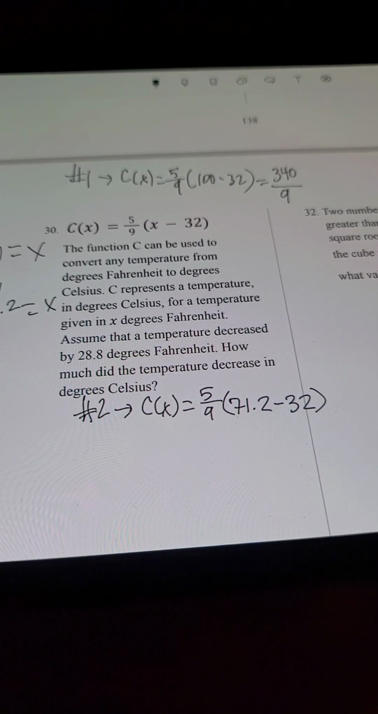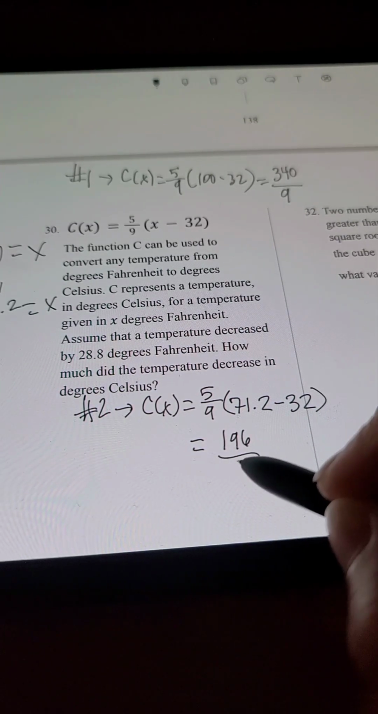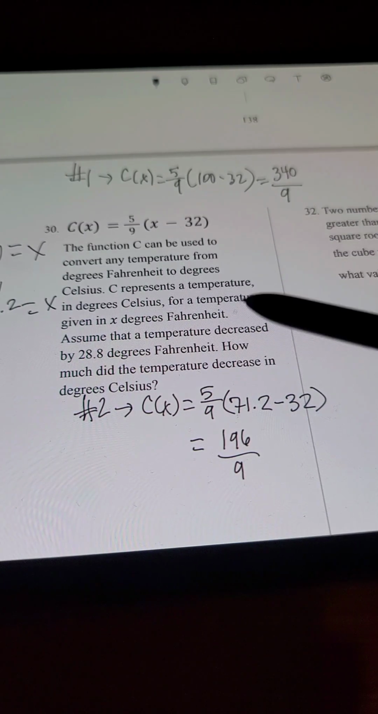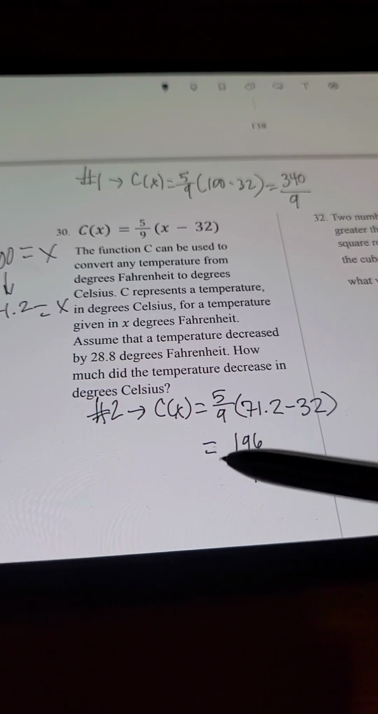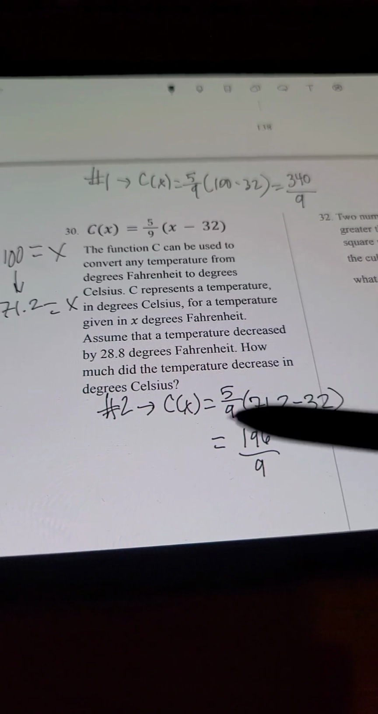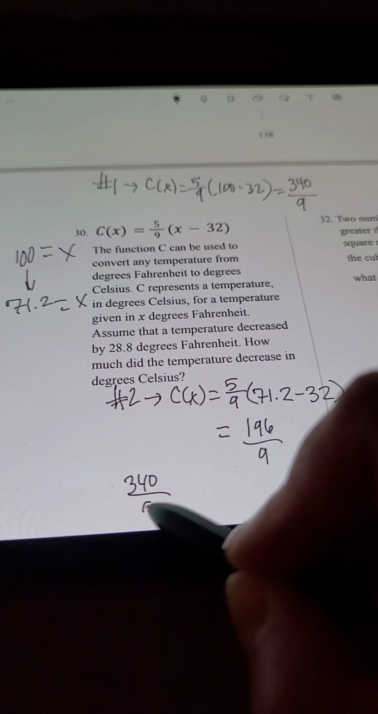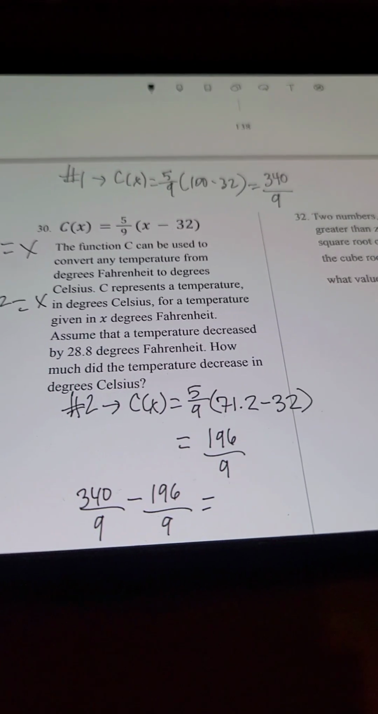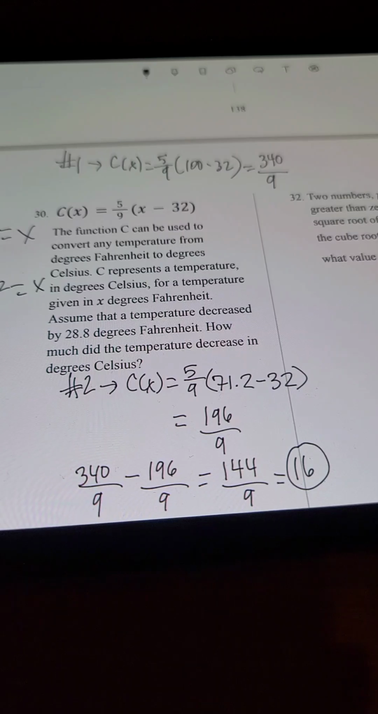And now let's subtract this and then multiply by 5/9. So you should get 196 over 9 now. Now we want to know how much did the temperature decrease. So we're being asked essentially how much did it change. So we're going to do the first situation minus the second situation to find the change in temperature for degrees Celsius. So 340 over 9 minus 196 over 9. And when we do that, we get 16 as our answer.